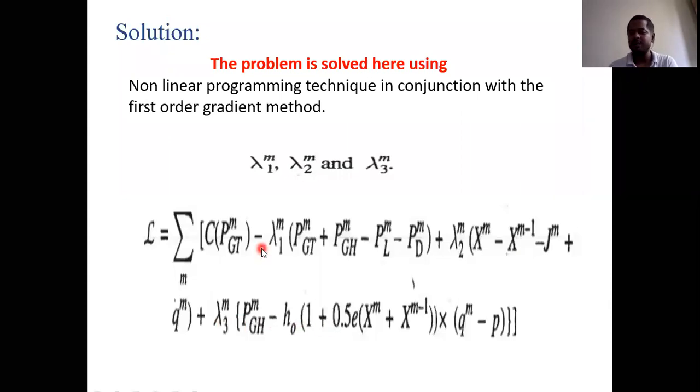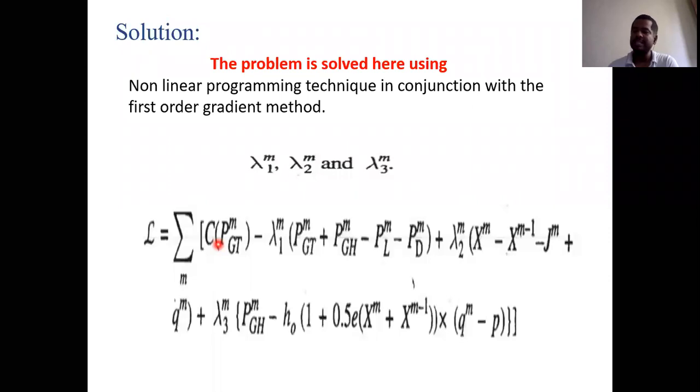But why are we using minus here? I already told you that our power balance equation is generally PD plus PL minus power generation. But here we have just rewritten this equation, so that's why we got minus here. Otherwise, you can write plus into lambda 1 m, PD plus PL minus generation. It completely depends upon your wish. Plus lambda 2 into the second constraint plus lambda 3 into one more constraint. This is nothing but our auxiliary function, or we can say augmented function.